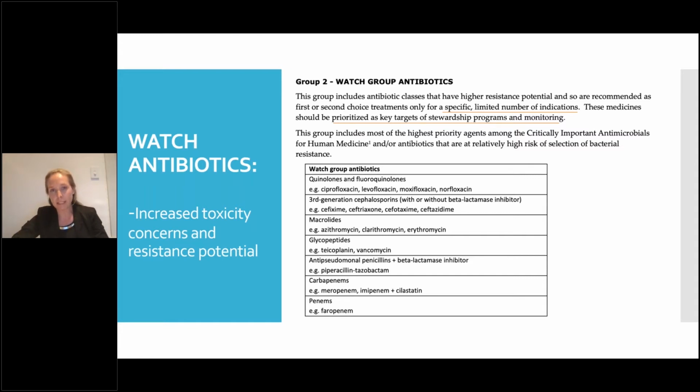The next group of antibiotics are the watch group, and these are antibiotics that are second choice treatments for a specific and limited number of indications, and they tend to have a slightly higher toxicity profile, and we also know if they're overused, they will drive the resistance potential. And this group also correlates with the highest priority agents that are published in the critically important antimicrobials for human medicine list. So we know that these are very useful antibiotics, but also antibiotics that are at a relatively high risk of selection pressure if they're overused.